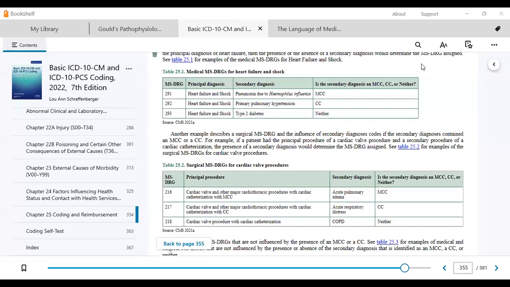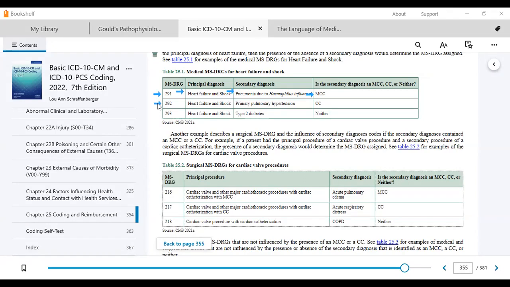Here's an example of the MSDRG for heart failure. We have the MSDRG, heart failure and shock. Then we have a secondary diagnosis of pneumonia, as you can see here. The pneumonia is the major comorbidity complication. So we have the MSDRG of 291. The principal diagnosis is heart failure and shock, the pneumonia. And then, as we mentioned, the pneumonia is the MCC.